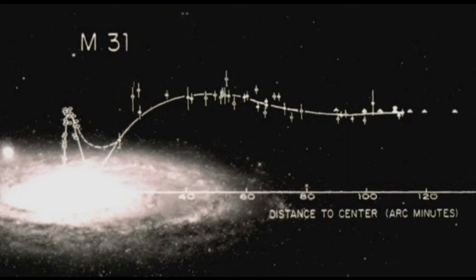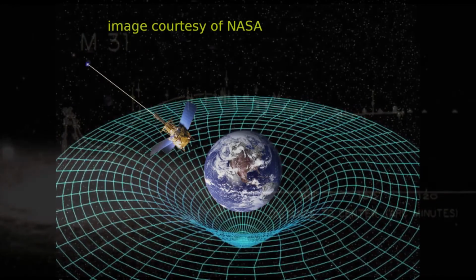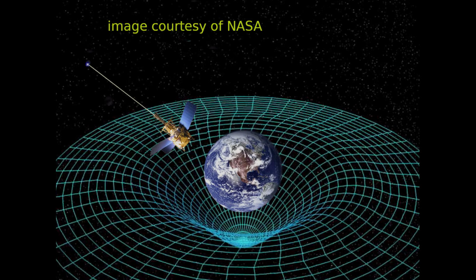Here's the rotation curve for a spiral galaxy, M31, Rubin, Ford, 1970. In this clip, we'll derive a similar plot using curvature of spacetime as our model.